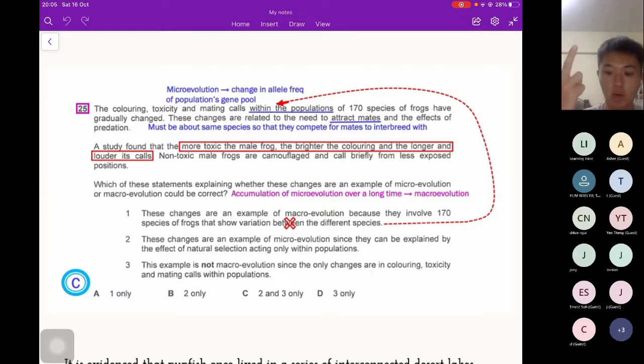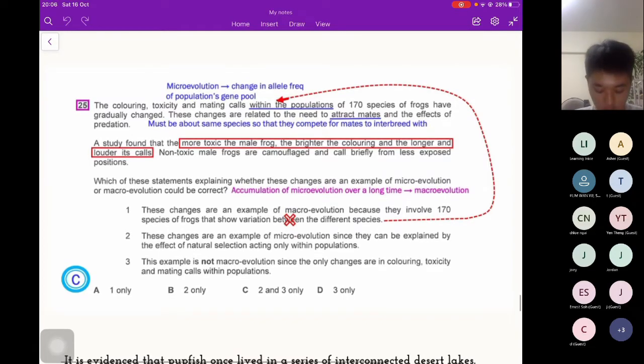Coloring, toxicity, mating calls are, okay, maybe not mating calls, but coloring and toxicity have to do with allele frequencies, right? The different alleles will code for different colors, different how toxic they are, and then we are talking about the changes of these allele frequencies within your population. Therefore, it is microevolution. Therefore, the answer here is 2 and 3. Therefore, the answer is C. Okay.